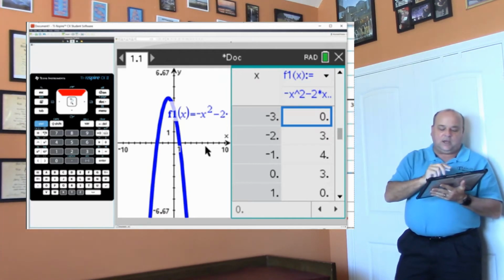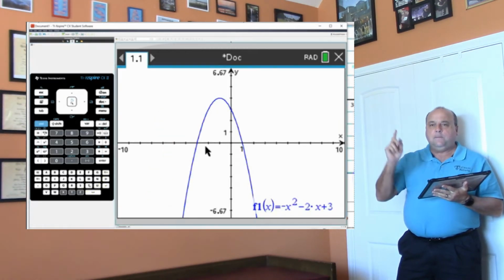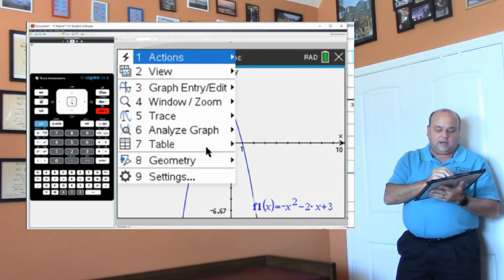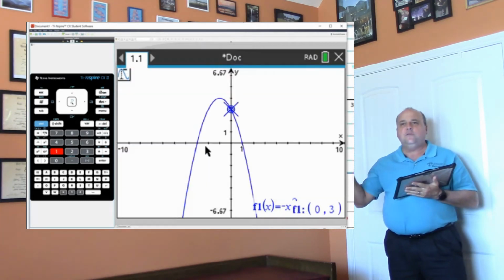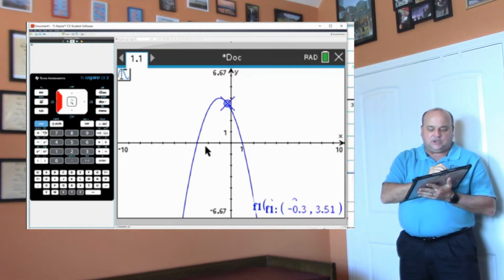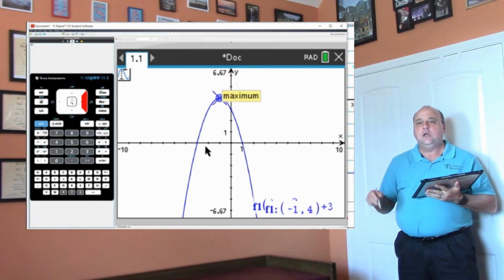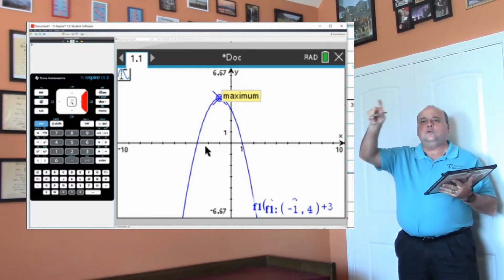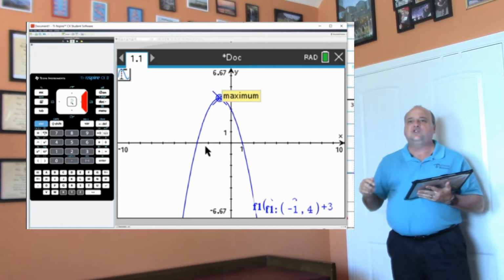Also remember that you could graph trace. So I'm going to get rid of this, Control T, and remember how to graph trace. You hit menu, and then you hit graph or trace, which is 5, and then graph trace 1. Important: when you're in this, do not use the up and down button. Use the left and right button. To find the vertex, you go to the top, and right where it says maximum, that's your vertex, which is at negative 1, 4. So the parabola, when you graph it, is going to trace to that max or min.